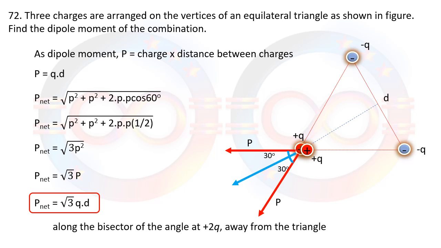And the direction obviously will be along the bisector of the triangle at an angle, how much degree? 30 degree from any of the dipole moments due to individual pairs. And away, because it is positive charge, we are getting the field away at the positive charge, and the dipole moment direction is opposite to the electric field, that is towards positive, or from negative to positive.